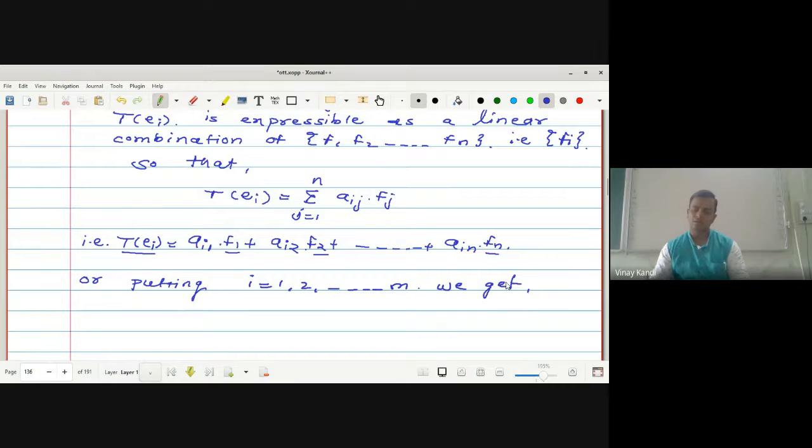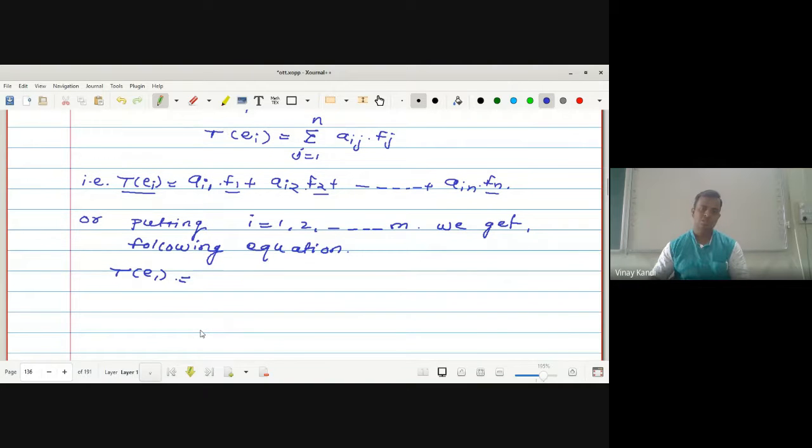So we get the following equations. Look at it. T of e1: put i equal to 1, so we get T of e1 equal to a11 into f1 plus a12 into f2 plus up to a1n into fn. Similarly, T of e2: put i equal to 2 now. So what do we get?